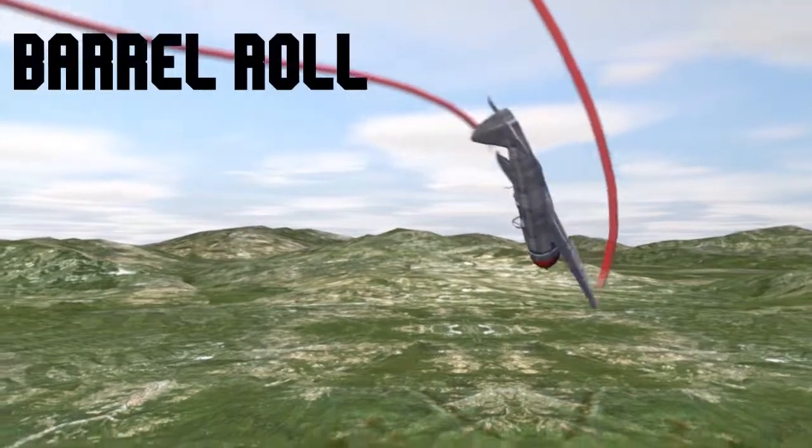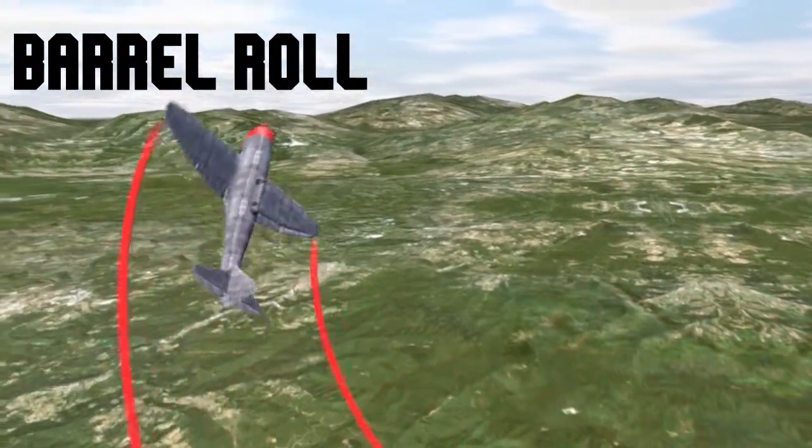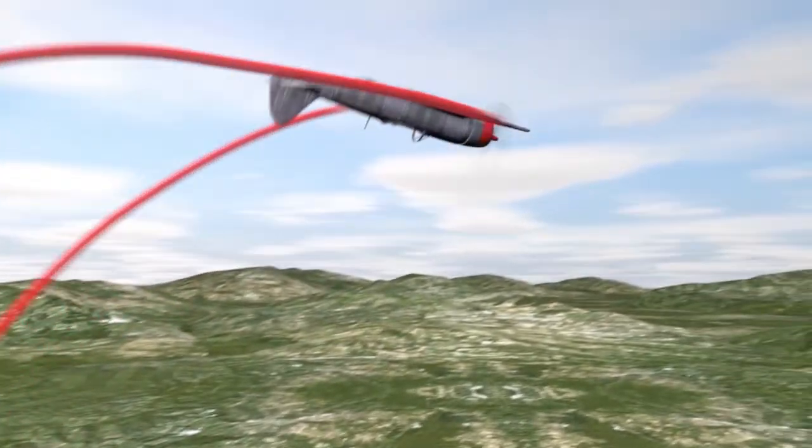The barrel roll is a rolling loop where the aircraft follows a corkscrew-like path. A barrel roll can be used to slow down and cause an attacker to overshoot.